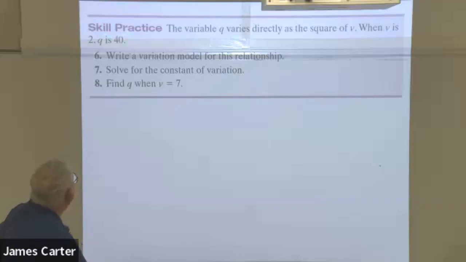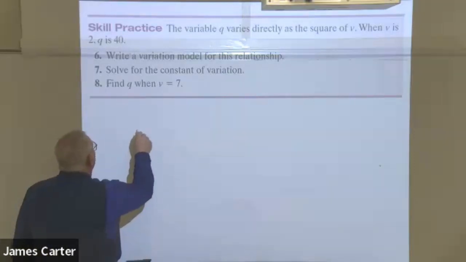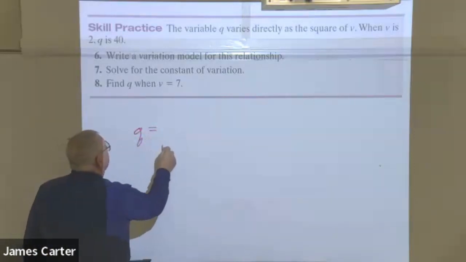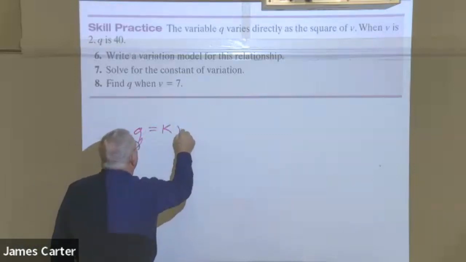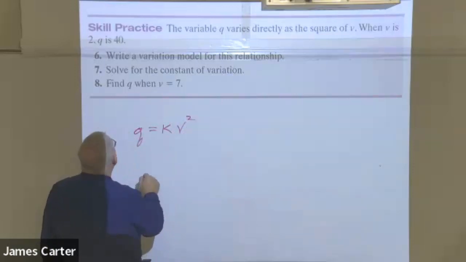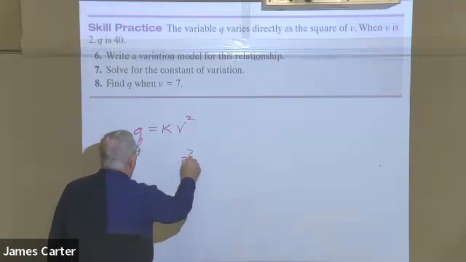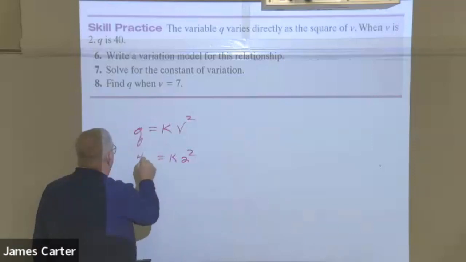Okay, now variable Q varies directly as the square of V. When V is 2, Q is 40. So Q varies directly as the square of V. That's my general formula. When V is 2, Q is 40.